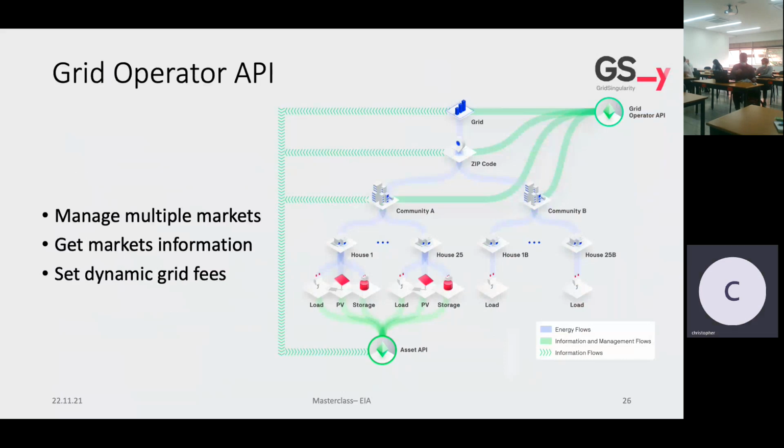Also, from the DSO perspective, they have the grid operator API that allows them to connect to multiple markets on different levels of the grid. So in that experiment, we had a DSO that was connecting through one API to two different community markets, one zip code and one grid. And so they were able to gather different information, such as the volume that was being traded on those markets, the different prices, or the different trades from the markets. And in response, they are able to set dynamic grid fees to try to reduce the congestion within the grid.